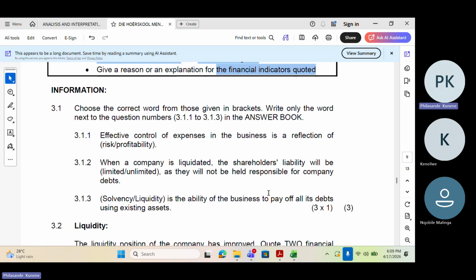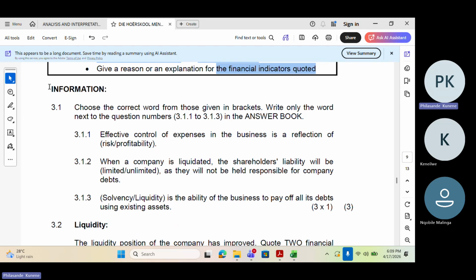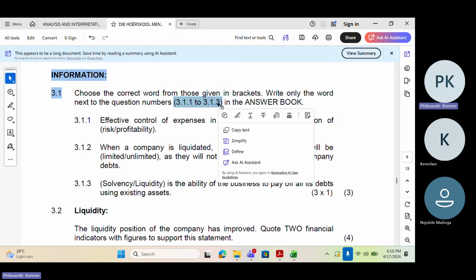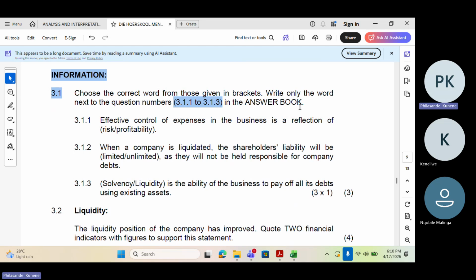Okay, information. Let's look at the information now that we have here before we move on. Here we're going to have this 3.1 first, and then see what we're going to do after that. Okay, 3.1. Choose the correct word from those given in brackets. Write only the word next to question numbers 3.1.1 to 3.1.3 in the answer book.